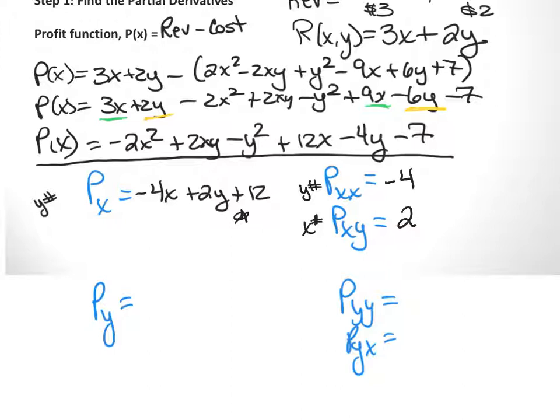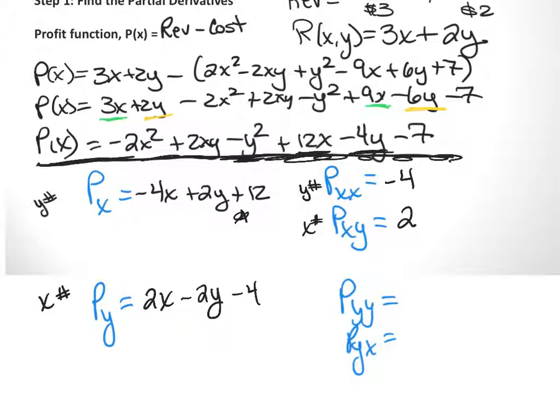Let's go ahead and do it with respect to y now. Again, we're going back to this original function and taking a look at the first term with respect to y. x is just a number, so from the first term, we get 0. From the second term, we get 2x. From the third term, that's this y squared, we get minus 2y. We get a 0 from the 12x. We get a minus 4 from the 4y. And we get a 0 from the 7.